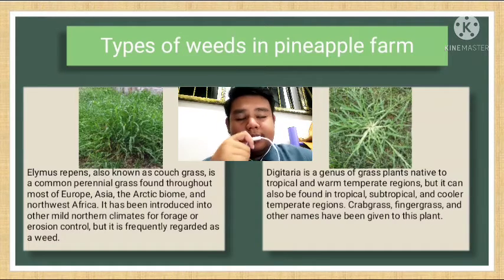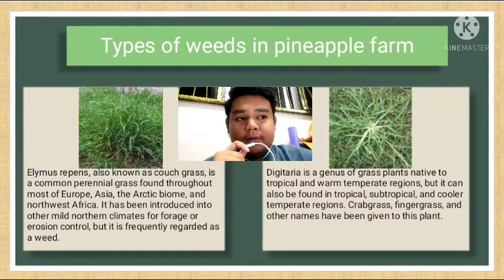So Digitaria is a genus of grass plants native to tropical and warm temperate regions, but it can also be found in tropical, subtropical, and cooler temperate regions.